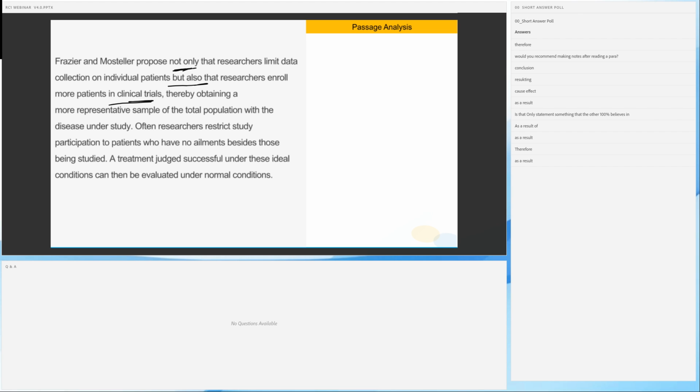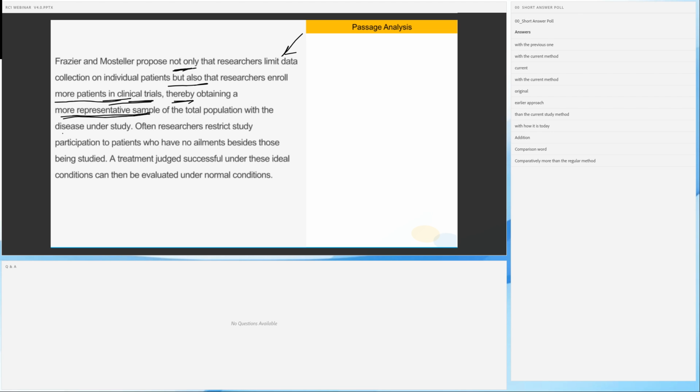So the first proposal was limit data collection. Second is enroll more patients, thereby, again, an outcome keyword, obtaining a more representative sample of the total population with the disease under study. So thereby the conclusion, which means that if you enroll more people, you are going to get a more representative sample. What does the word more tell you? Again, guys, questions in the Q&A pod, please. It's a comparison, it's a comparative. So when we say more representative sample, what are we comparing with? Then the way we do it today. Really important. Opinions, comparisons, keywords. Three things in GMAT RC are really, really important, because you would have inference and detailed questions over there.